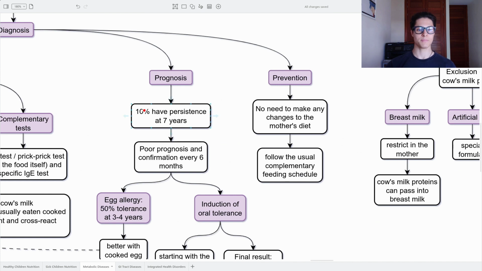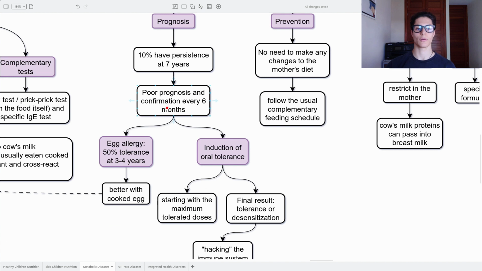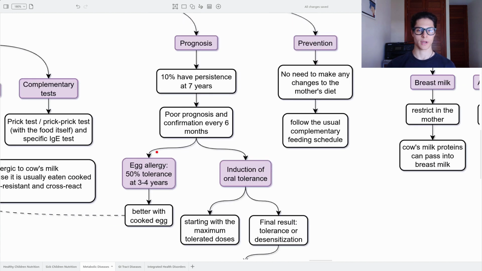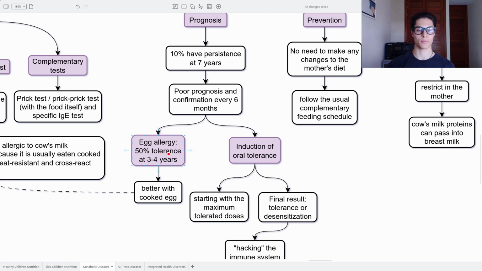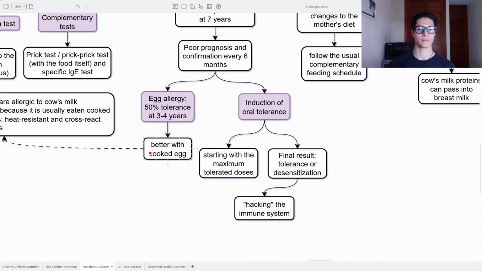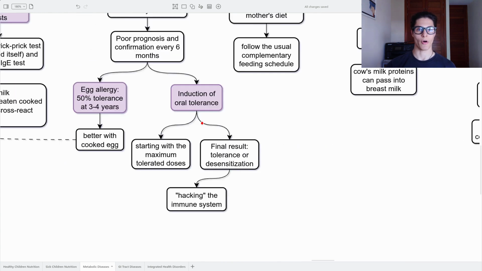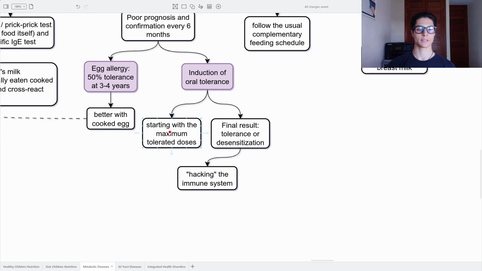The prognosis, 10% have persistence at 7 years. Poor prognosis and confirmation every 6 months. So for example, after implementing the treatment in the egg allergy, 50% develop the tolerance at 3 to 4 years. And it is way better with cooked eggs. Again, as we said, denaturing the protein. On the other hand, we can also do an induction of the oral tolerance. This is starting with the maximum tolerated doses and continue to expose to that substance to finally tolerate it a bit or desensitize. This is trying to hack the immune system.